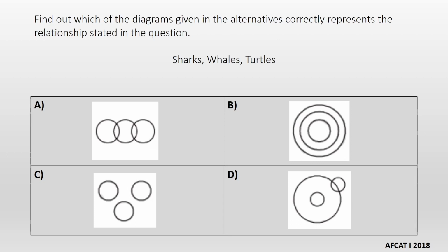In this question we have to represent the below relations using the diagram. If you see, one shark and one whale cannot be the same. Similarly, shark and turtles cannot be the same, and whales and turtles cannot be the same. So they all can be represented by option C. That is, all 3 are independent, having nothing in common between them.